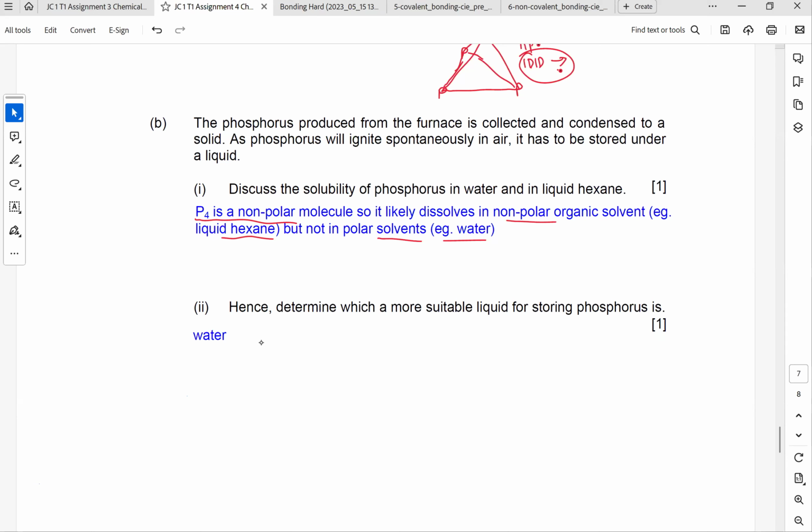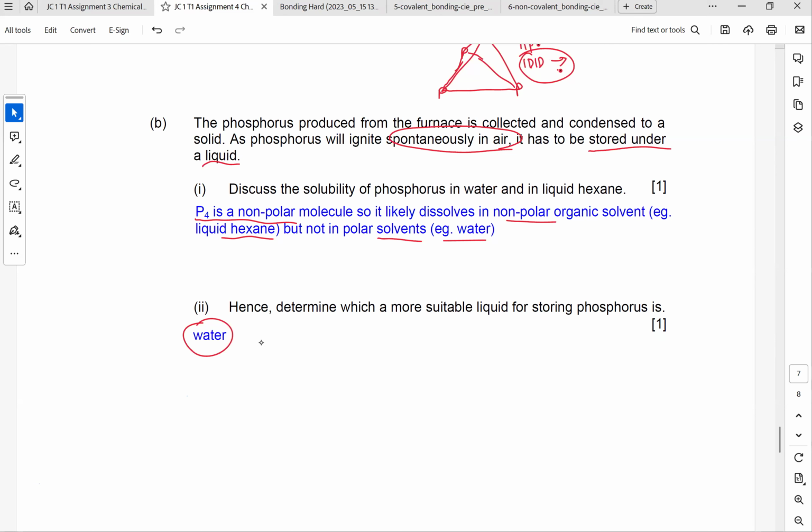Okay, so a lot of you say hexane because hexane will dissolve phosphorus, which is true. But the point of putting phosphorus in a liquid is to store it under a liquid so that it doesn't spontaneously react with air, right? So it's not to dissolve it, but to protect it from air.